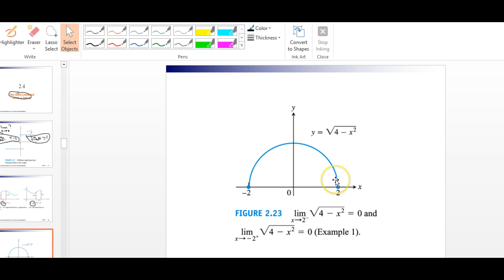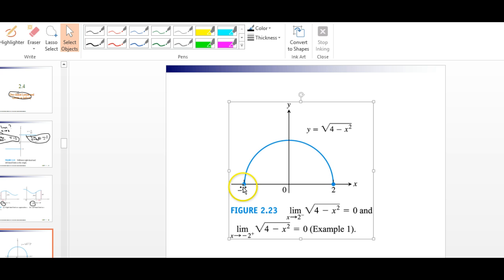Let's look at this half circle. Now, what is the right limit? It's kind of a confusing thing. Be very careful. Suppose you are approaching negative 2. Negative 2, you can only approach from the right, because from the left side there is no domain. So you're approaching negative 2 from the right.